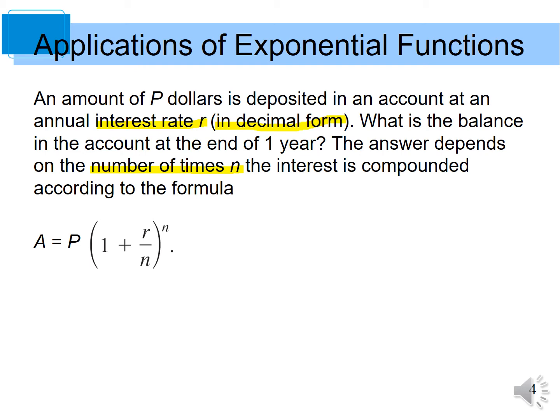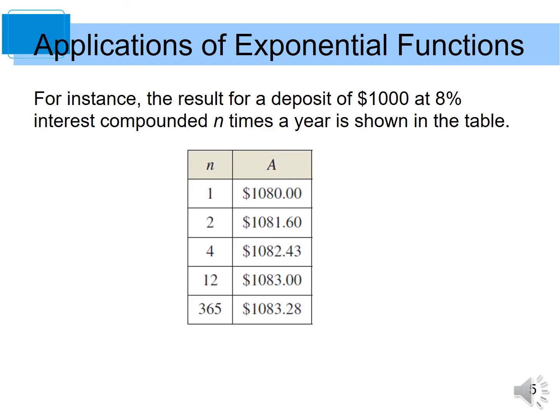So look at this formula. A is a balance, P is a deposit, R is annual interest, N is number of times. For example, the result for a deposit of $1,000 at 8% interest compounded N times a year. So we have $1,000 and the annual interest is 8% and compounded N times a year.